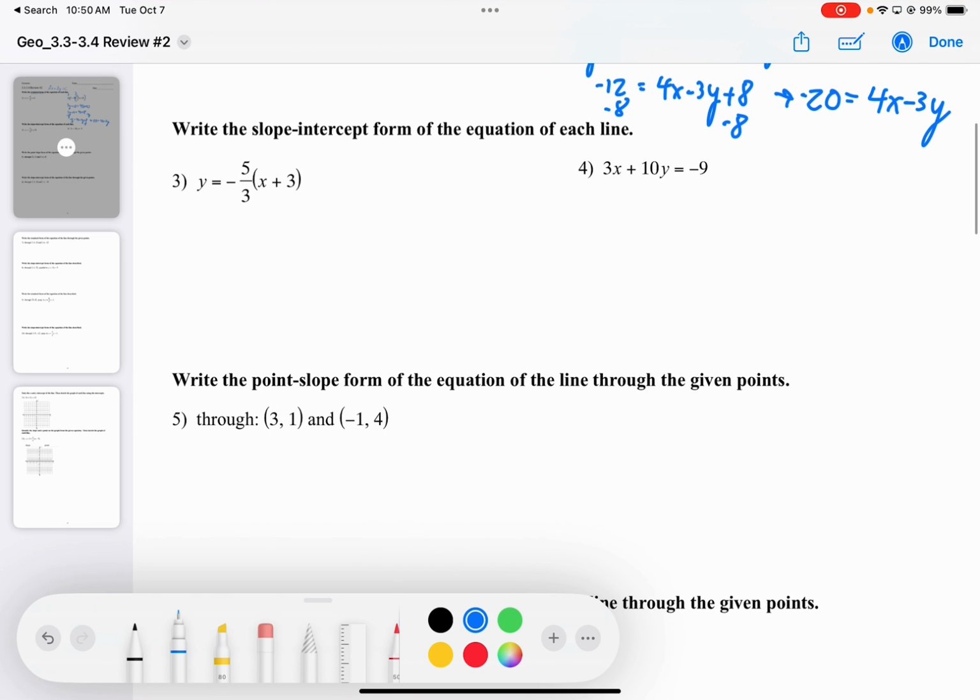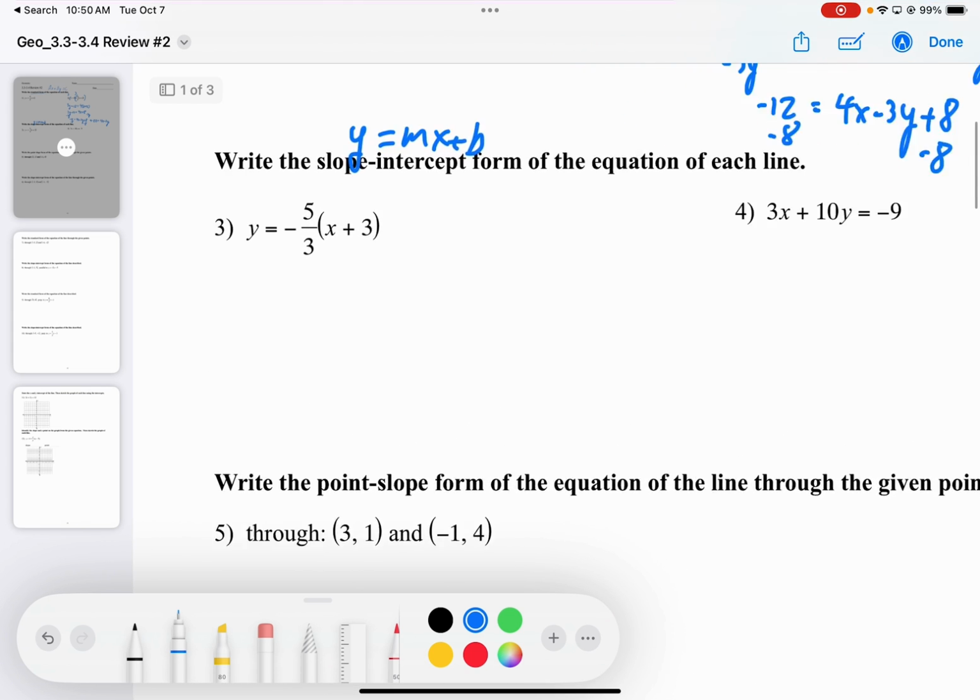All right, slope-intercept form of the equation of the line. I don't think that's bad either. Let's do number 3. All right, so y equals negative 5/3 times quantity x plus 3. There's a couple ways that you can do this. We need to get it in slope-intercept form, which is y equals mx plus b. So the form that you guys know and love, okay?